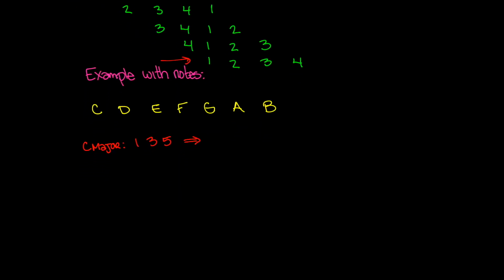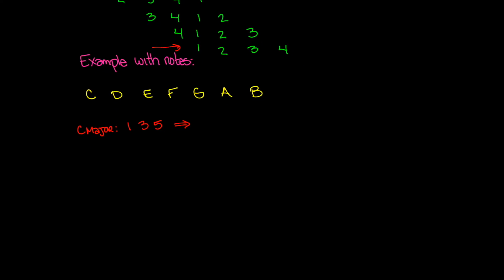Now let's look at an actual example with notes. Here I have the C major scale written out, C, D, E, F, G, A, B. And if I were to number this, 1, 2, 3, 4, 5, 6, and 7. Now the C major chord is built up using 1, 3, and 5, and so that would lead us to the conclusion that we're going to have C, E, and G in our chord. So the C major chord is built up of those three notes, C, E, and G.